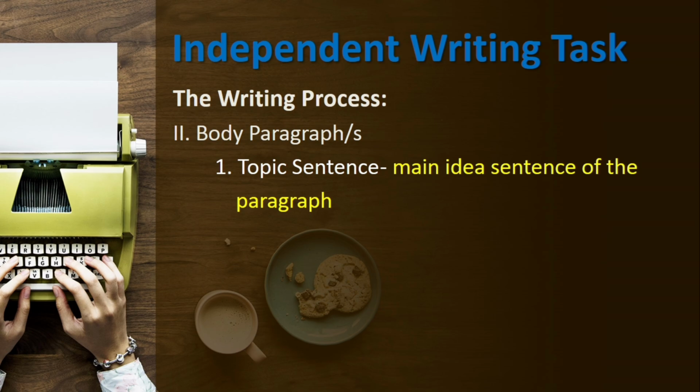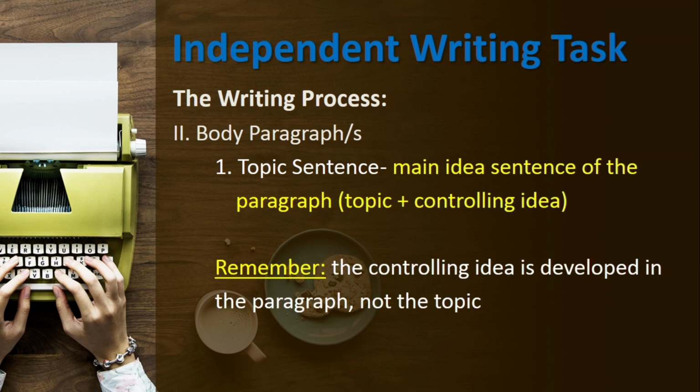Now, the first sentence of the body paragraph is the topic sentence. It acts as the main idea sentence of the paragraph. When writing a topic sentence, be sure that 2 things are included, the topic and the controlling idea. Remember this, it is the controlling idea that you develop in the paragraph and not the topic, because all the body paragraphs will have the same topic, but different reasons or controlling ideas.